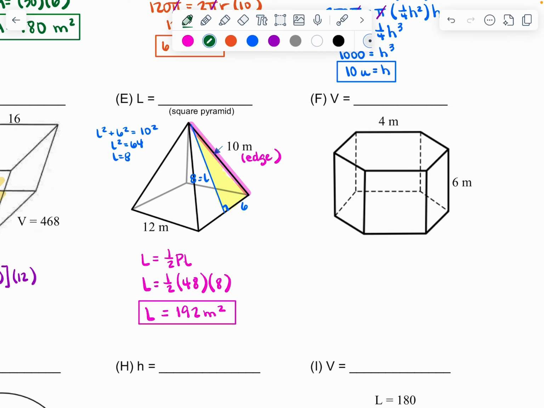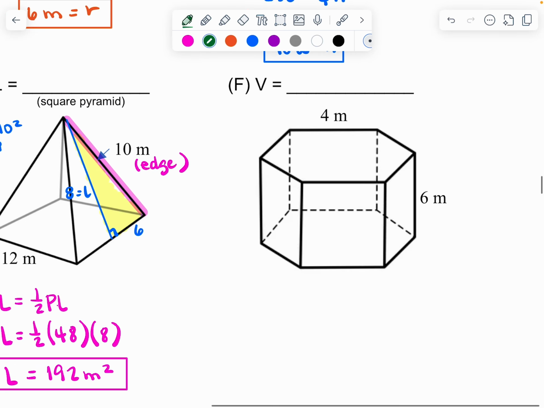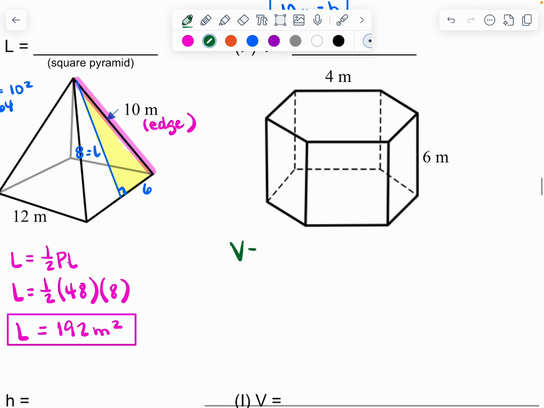All right. We're making our way through the alphabet. Here we go. Letter F. On this one, it's just wanting us to find the volume. It's clearly a hexagonal prism. So the volume is going to be BH because it's a prism. And of course, the hardest part of this is finding the area of the base, right, from Unit 6.